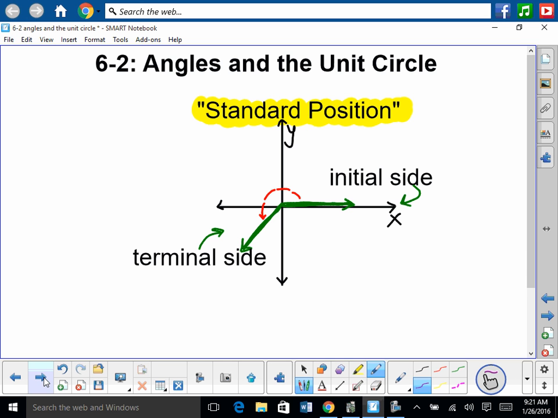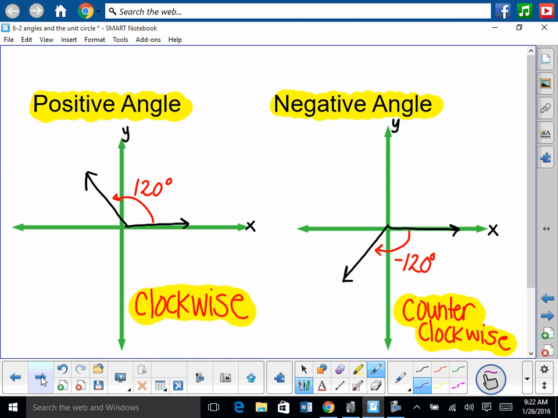An angle in standard position just means it starts right here on X. So we're going to be dealing with angles in standard position. All right. So nothing super huge here. Do you guys all see how an angle is made? You see the red dotted line? I'm telling you that's the angle.